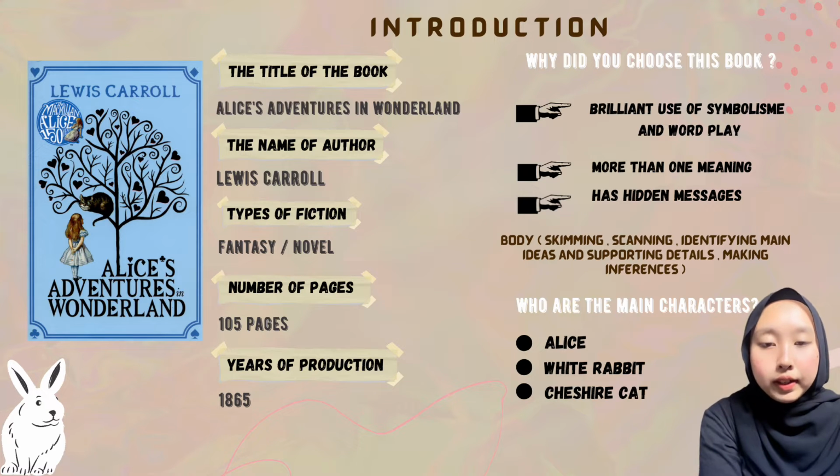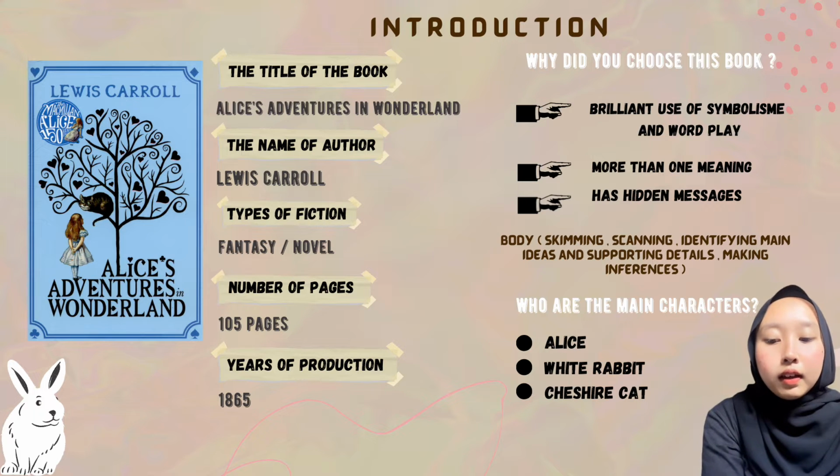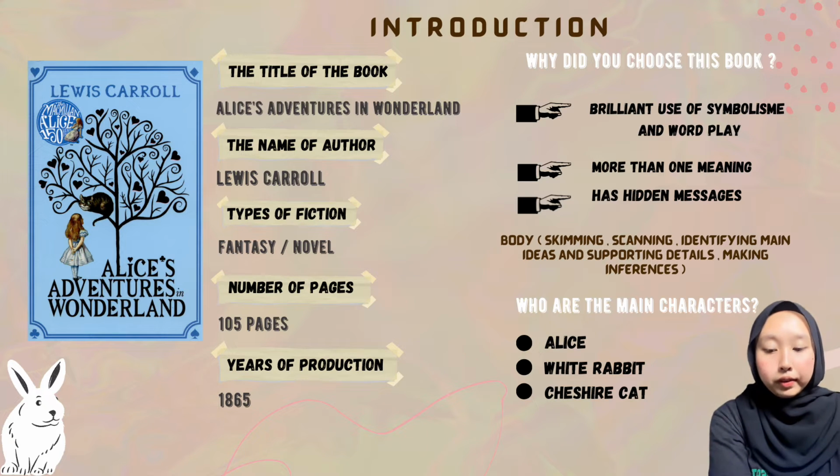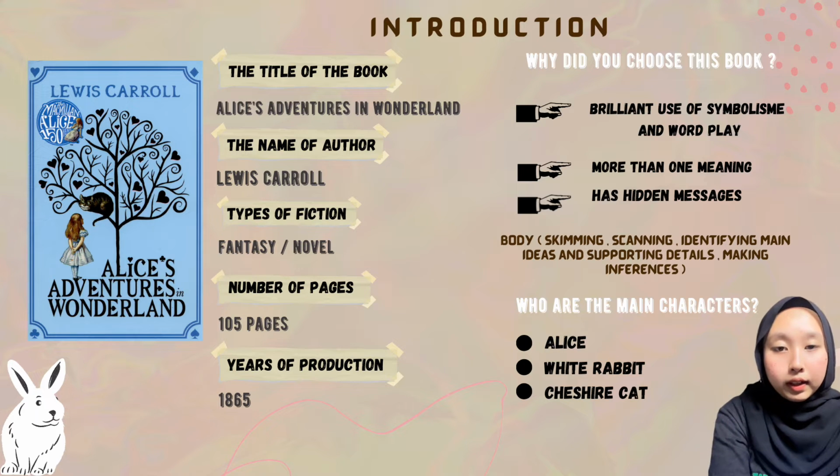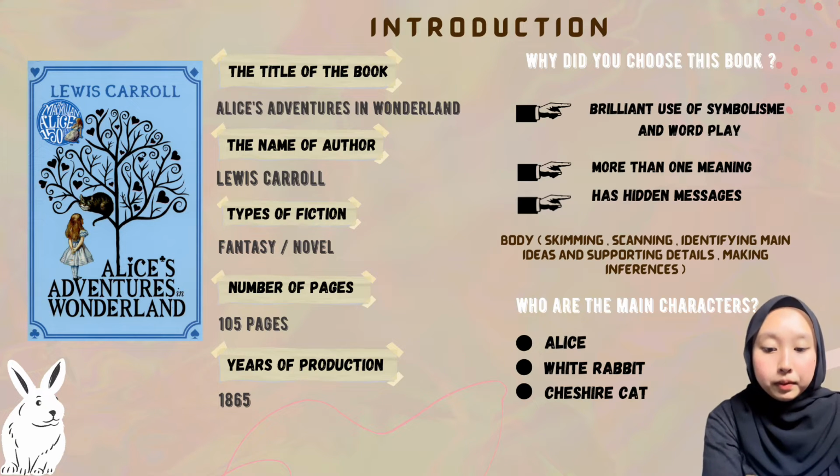Next is the body. Who is the main character? There are three main characters in Alice's Adventures in Wonderland. First is Alice, the imaginative young protagonist. Second, the White Rabbit, a rabbit that Alice follows into Wonderland. And third, the Cheshire Cat, a cat that has the ability to disappear.